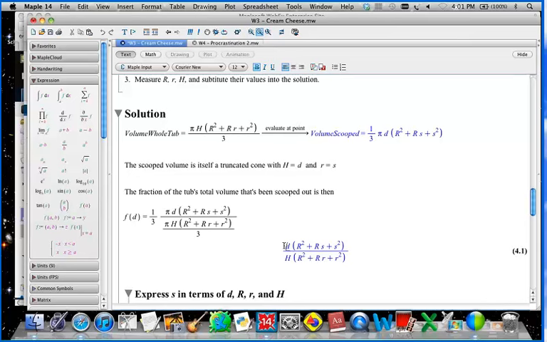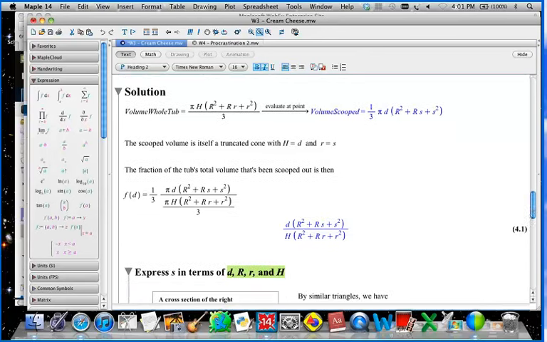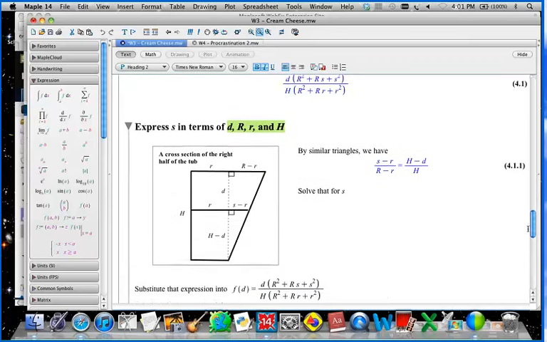Now, we're trying to set this equal to 3/5, remember that, and solve for d. But first, before we can do that, we need to express s in terms of little d, r, big R, and h. And to do that, we're going to use similar triangles.